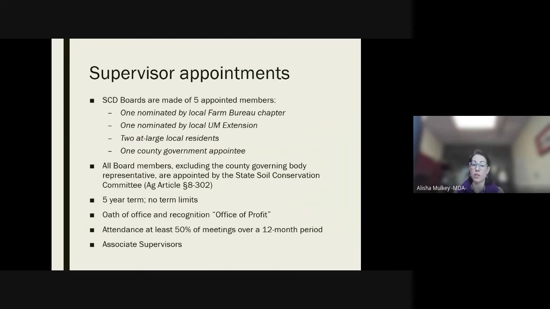And then we also have associate supervisors that are not appointed, but are at the discretion of each district to recruit and to bring on as potential future members. There is no attendance requirement for associate supervisors. Next slide.